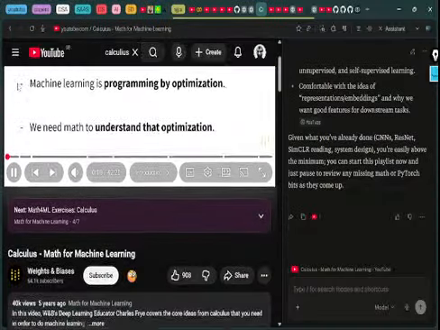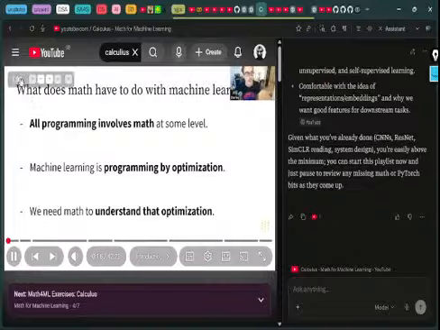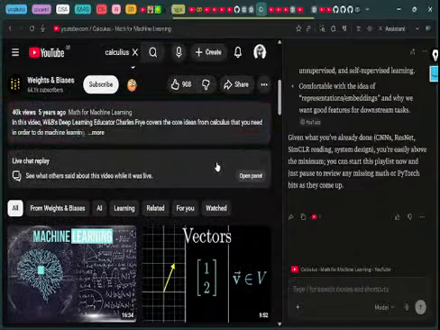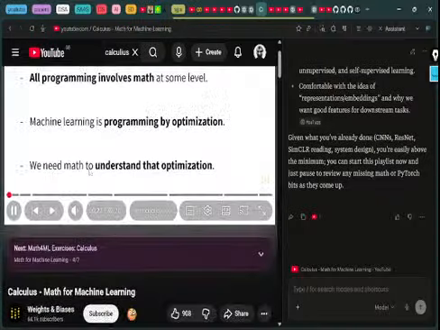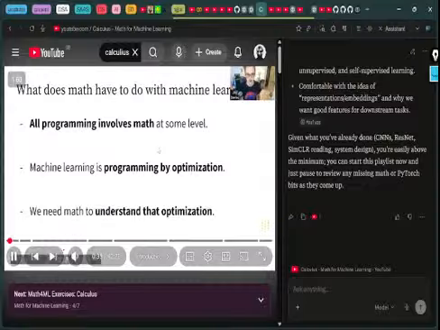To remind you of our overall structure, we're figuring out what math has to do with machine learning. And even though all programming involves math at some level, machine learning is a particular kind of programming. It's programming by optimization. Rather than telling a computer exactly what we want it to do, we tell the computer, here's what it means to get better at this task. It's very numerical rather than programming where you just write stuff. And so we really need math for this type of programming in order to understand that optimization process.